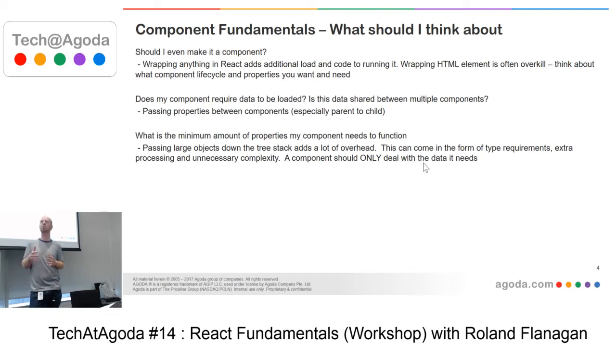What is the minimum amount of properties that I need to make my component work? The bigger the objects I pass into my components, the more memory it's going to take each time the component instantiates. Secondly, all the lifecycle events are going to trigger. They'll be looking at shallow and deep comparisons depending on how big these objects are. So we want to make sure that every time we pass a property to a component, it's required. If it's not, we should be stripping it out before we pass through to the component.